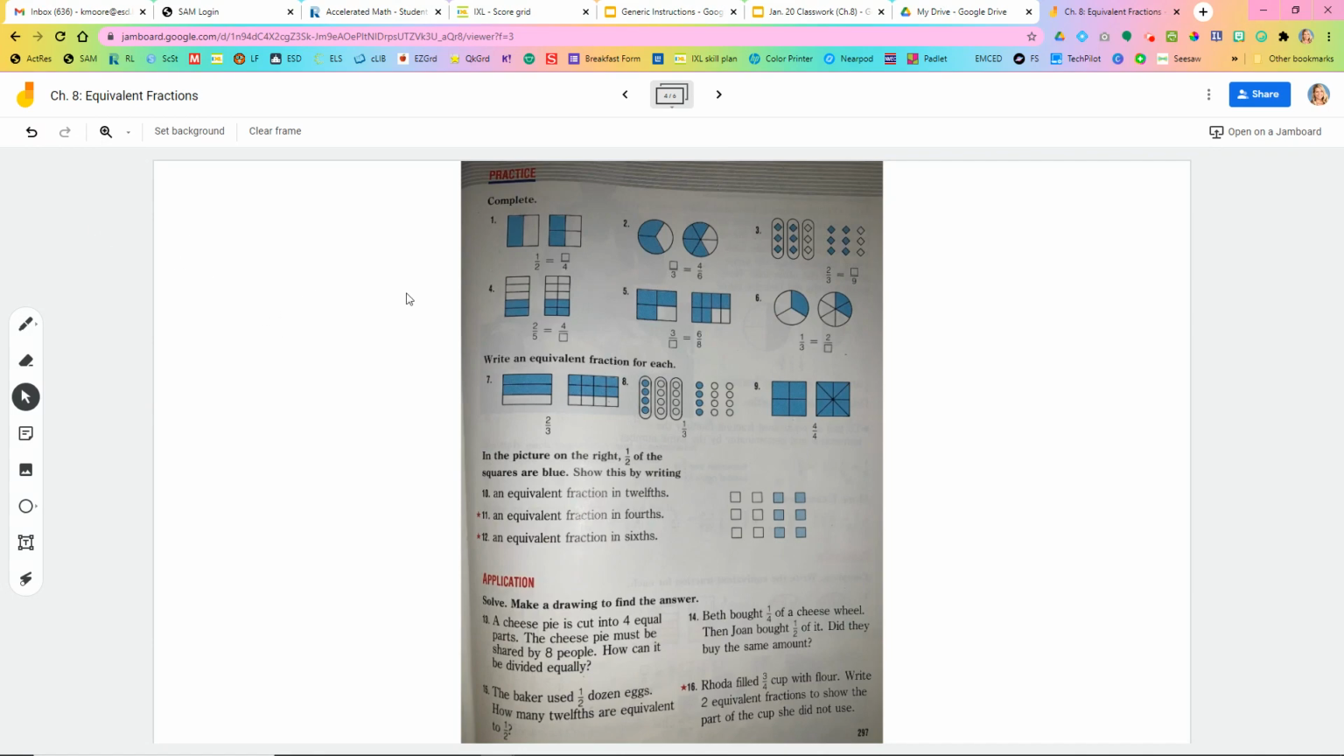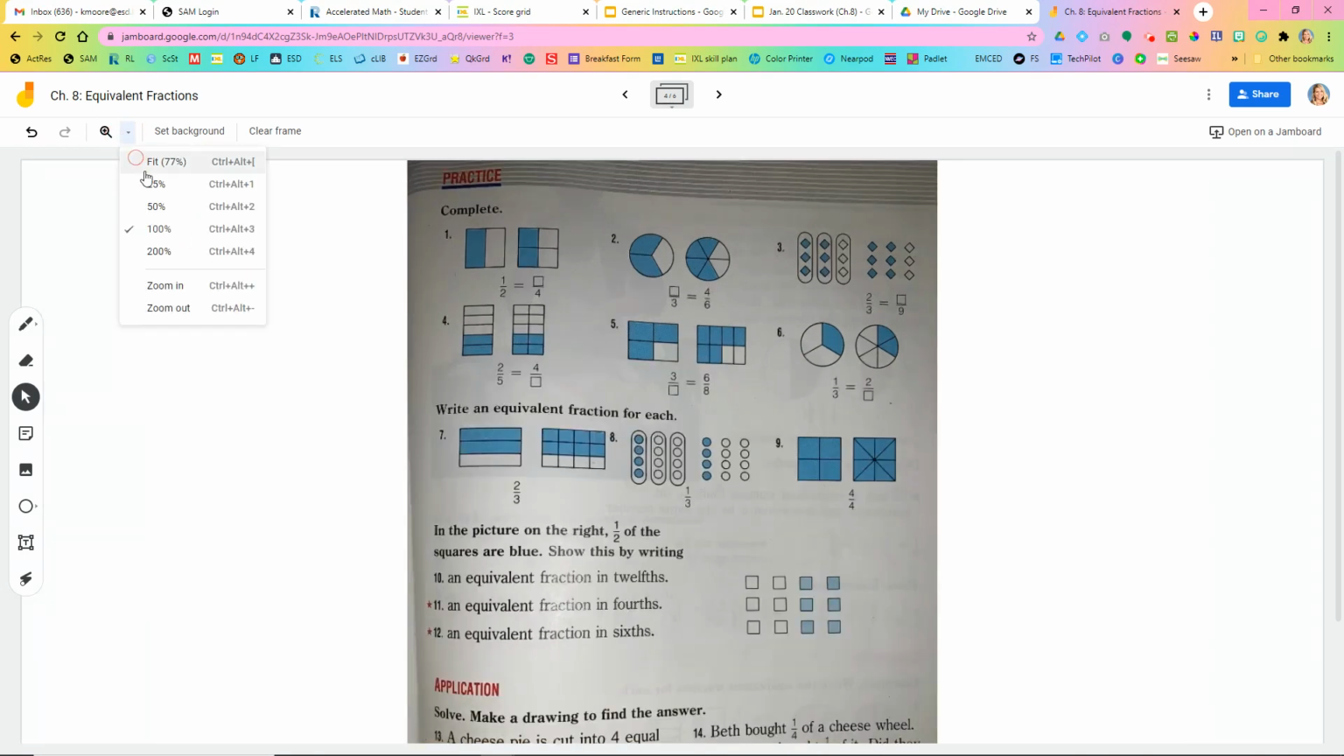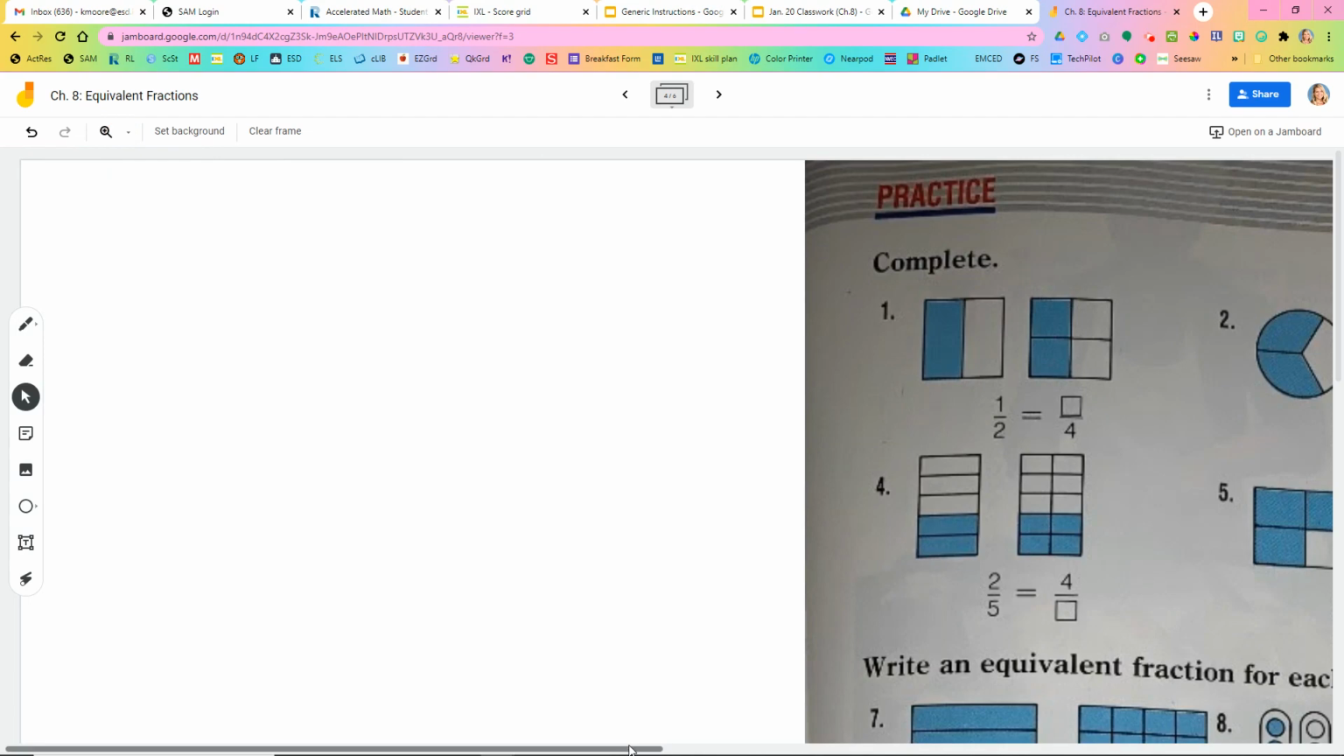Now, if you understand it, you don't have to sit here and watch all of this. But I do want to give you some more examples just to make sure you understand it.